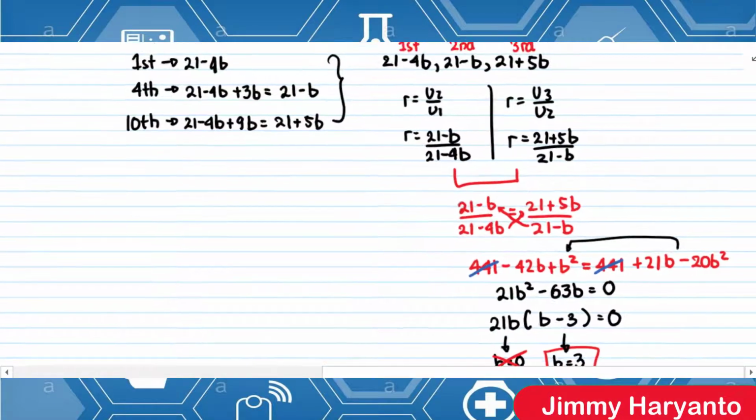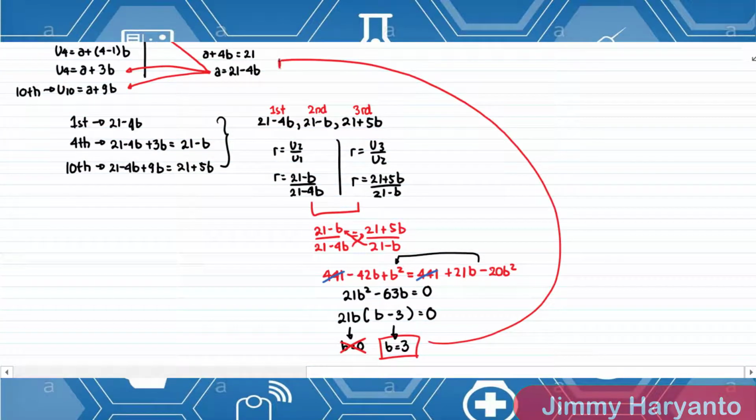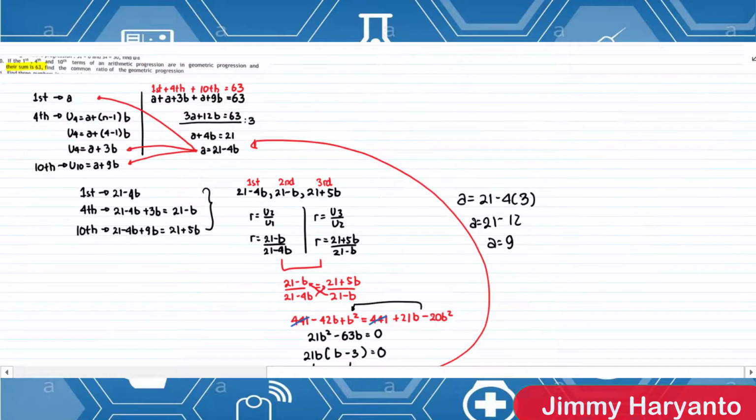After you get b equals 3, you can use these equations to find the a. So the a will be 21 minus 4 times b, b equals 3. So 21 minus 12, a equals 9. So we get a and b.